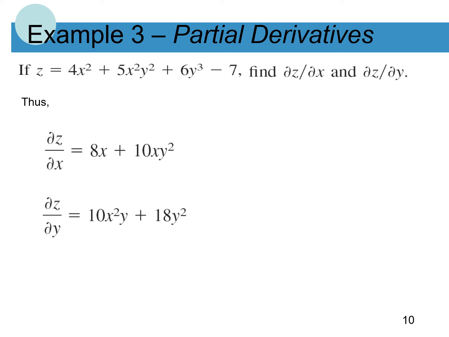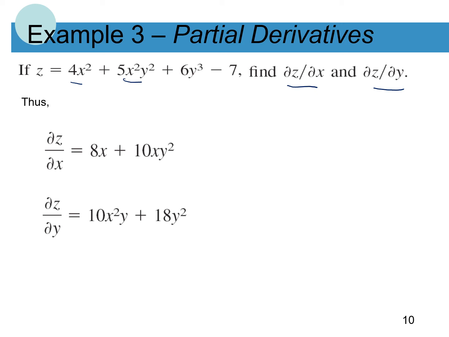Okay, then plus 6y cubed and then minus 7. Then the question asks us to find dz over dx and dz over dy. Therefore, for dz over dx, we have to look at the terms that have x. That is only 4x squared, 5x squared, and 5x squared y squared. So in this case, 6y cubed and 7 are known as constants. Therefore, when we differentiate it, it is automatically equal to 0.